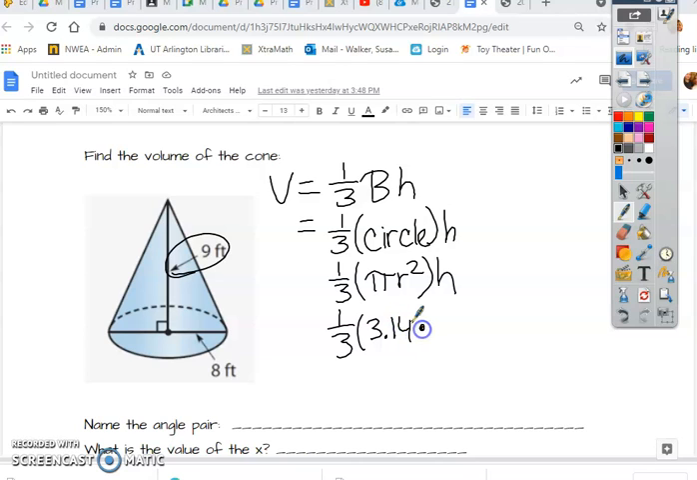3.14 times, what's the radius, everybody? You know that is the diameter, so the radius just goes to the middle. So the radius is 4. And then the height is 9. Okay, so we're going to do this real quick. That's 16, right? And then 1/3 of 9. 1/3 of 9.